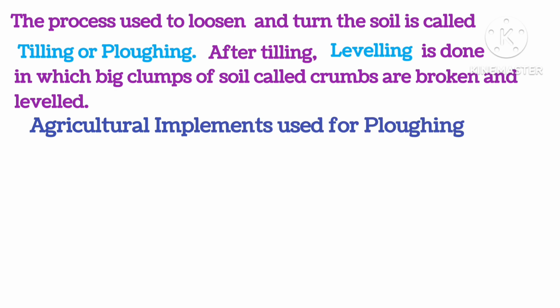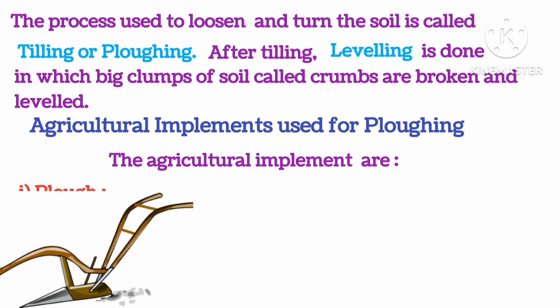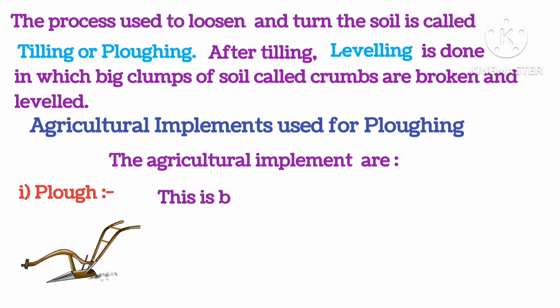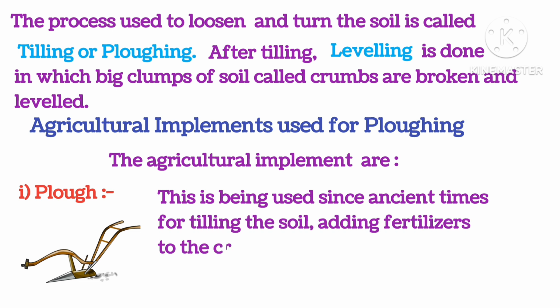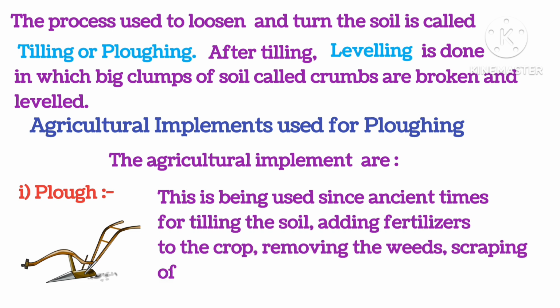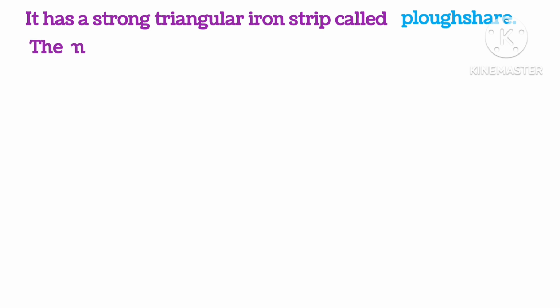Agricultural implements used for plowing. The agricultural implements are: first, plow. This has been used since ancient times for tilling the soil, adding fertilizers and removing weeds, scraping of soils, etc. It has a strong triangular iron strip called plow share.